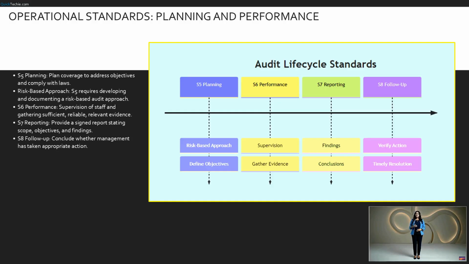This timeline illustrates the chronological application of the standards. We start with S5 planning, where we apply a risk-based approach. We move to S6 performance, where the work happens: supervision and evidence gathering. This leads to S7 reporting, where we formalize findings. The cycle concludes with S8 follow-up, verifying resolution. This is the life cycle of every compliant audit.